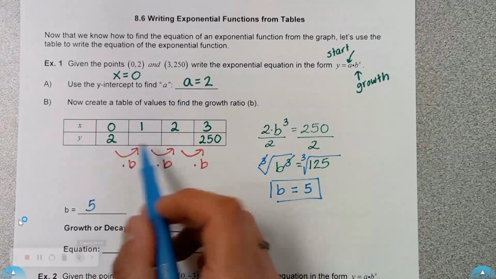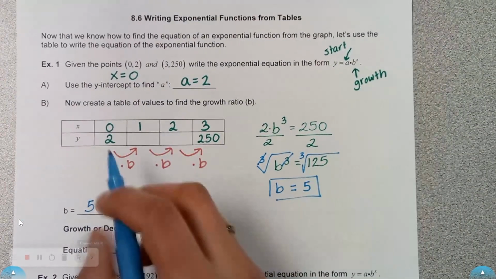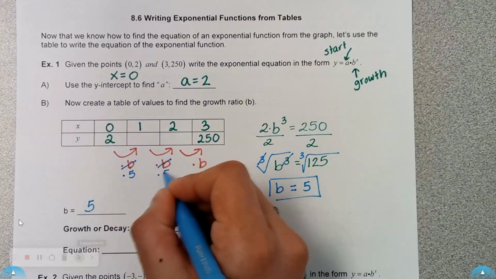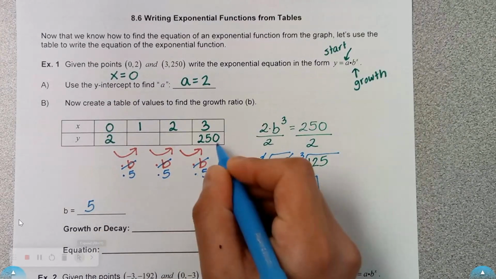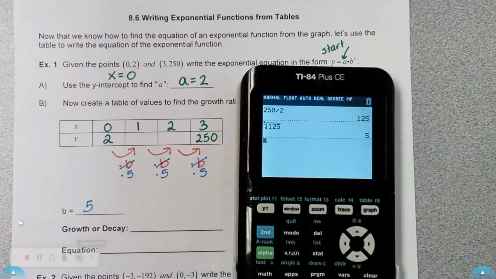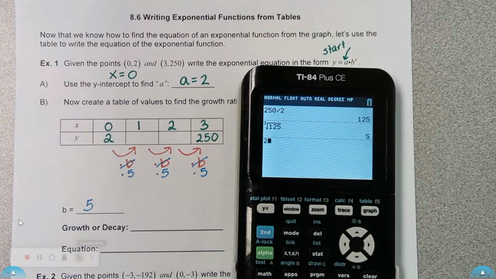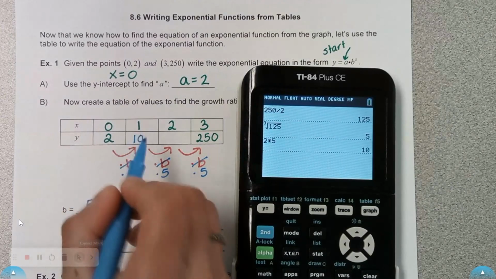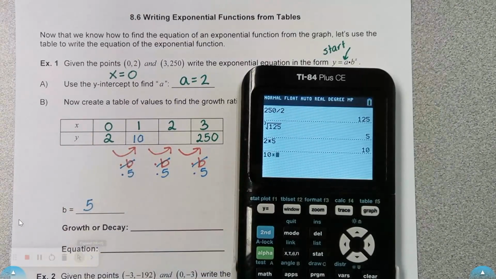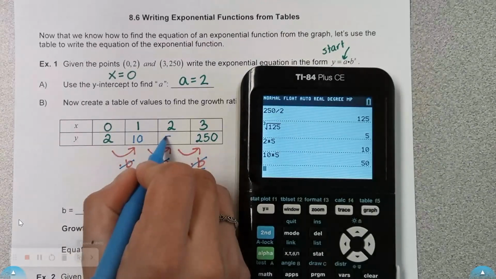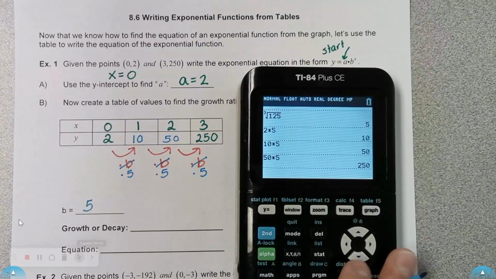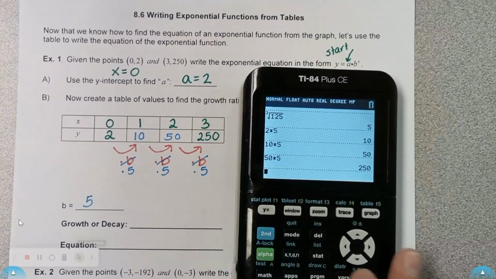So then up in my table, I can fill in the numbers that I'm missing. I'm not multiplying by B anymore. Well, I know I'm multiplying by 5. And I'm going to test it and make sure that it works, and I end up at 250. So if I start off with 2 and I multiply by 5, I get 10. If I take 10 and I multiply that by 5, I get 50. And if I get 50 and I multiply that by 5, I get 250, which is the number that I already have in my table. So that's great.